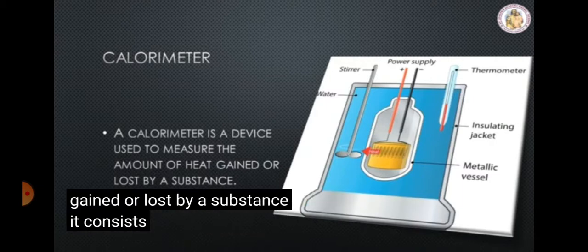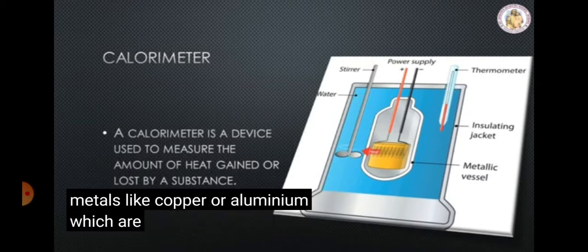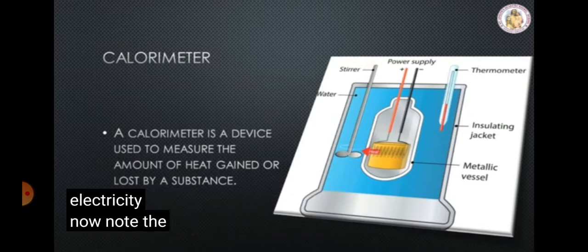Calorimeter. A calorimeter is a device used to measure the amount of heat gained or lost by a substance. It consists of a vessel made up of metals like copper or aluminium, which are good conductors of heat and electricity. Now note the picture.